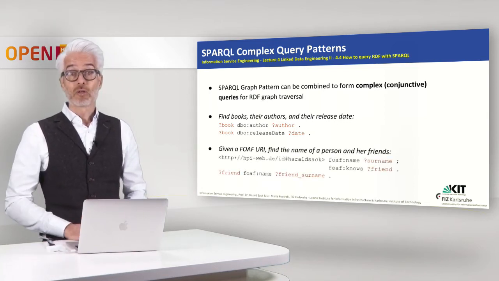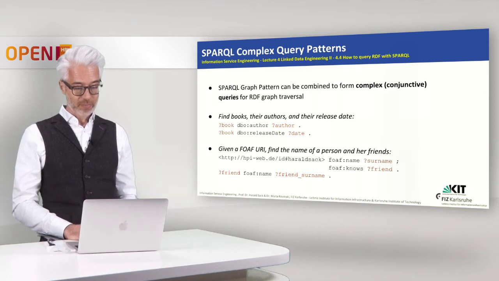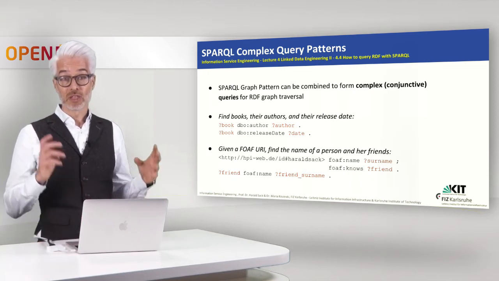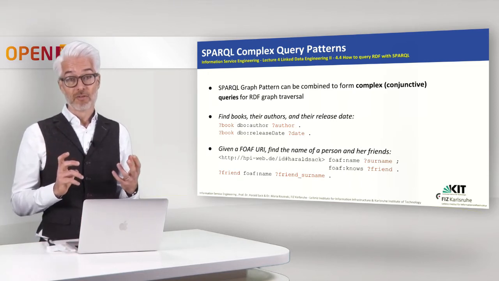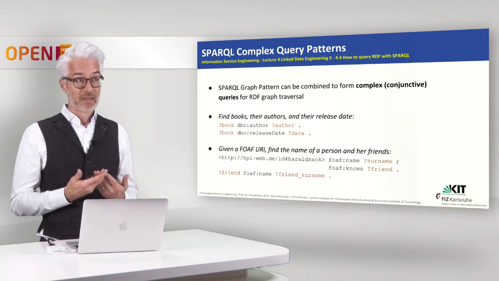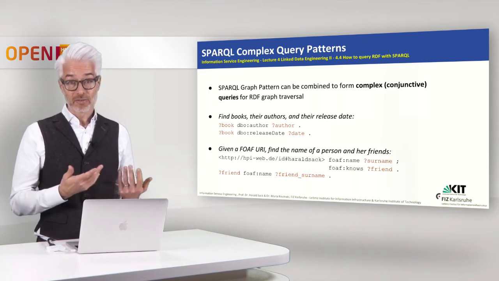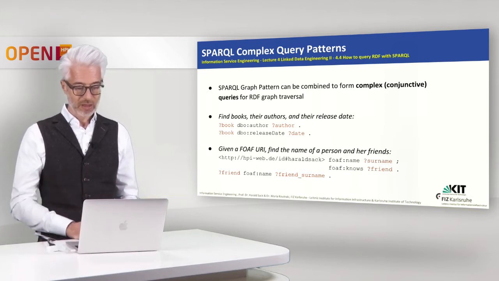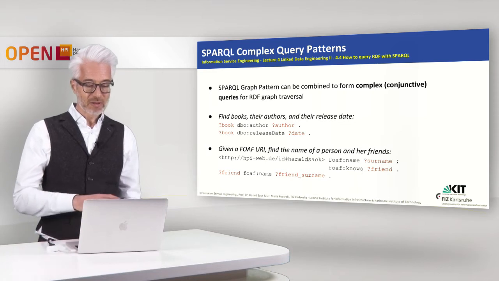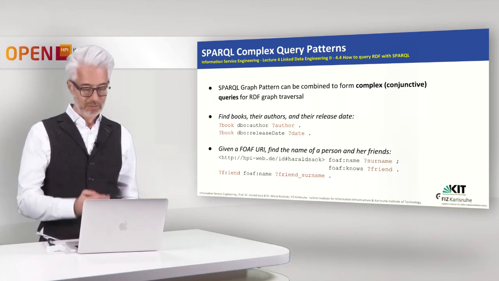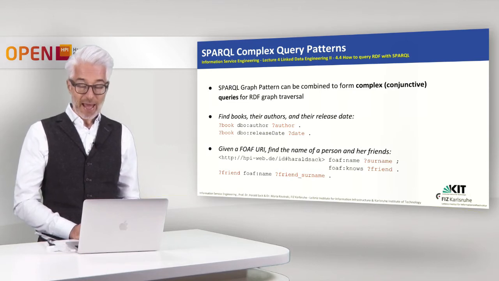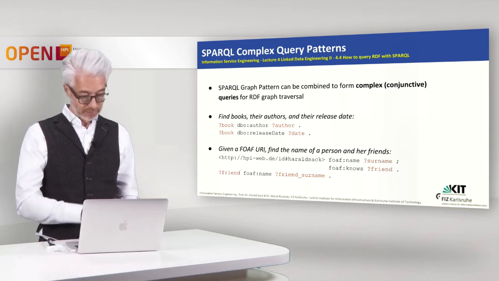Okay, let's look at a more complex pattern. Here, for example, given you have a URI which has been defined in the FOAF vocabulary, a rather prominent and popular vocabulary for expressing people's addresses and friendship relations. Given a specific FOAF URI, for example my FOAF URI here, let's find the name of a person and her friends. How does it work?